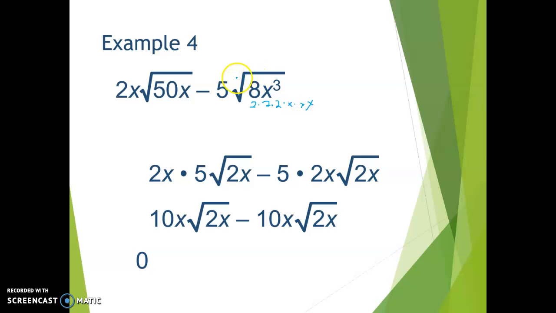And then because our index is 2, we're looking for groups of 2. So we have 2x, and then we have our leftovers that stay under the square root, 2x. That's where that came from. Don't forget to do exponents factoring or variable factoring as well as number factoring.